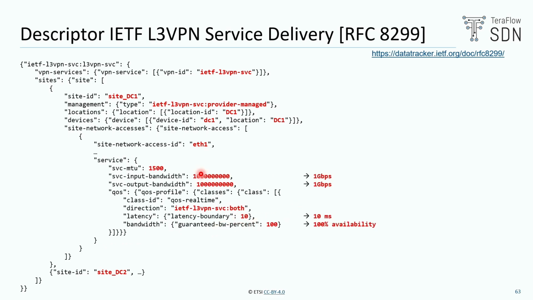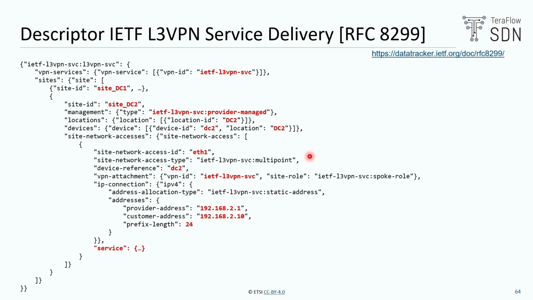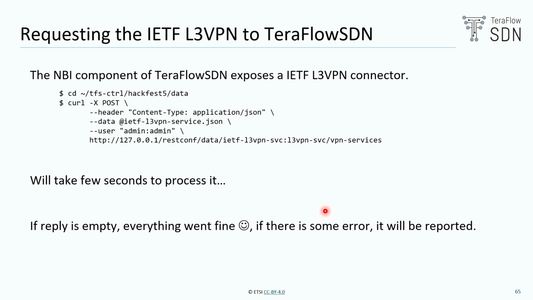And then we can also define service details like the MTU, like the bandwidth, like for instance maximum latencies, and so on and so forth. So we can provide some form of quality of service profiles. These are the addresses for the second site. I will skip it because it's essentially symmetric with respect to data center 1.